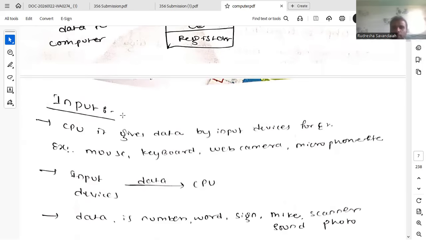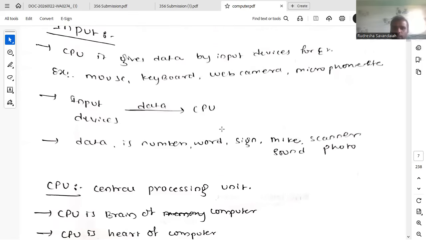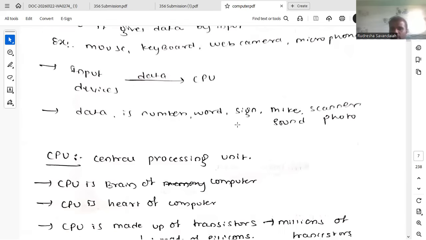For example, mouse, keyboard, web camera, and microphones. See, these are all the devices used for input. Input devices give data to the CPU. Other devices include scanner, mic, sound, and printer.